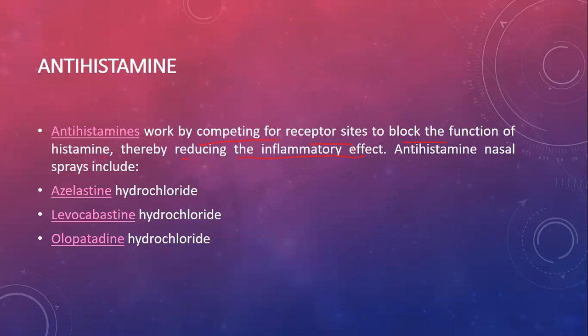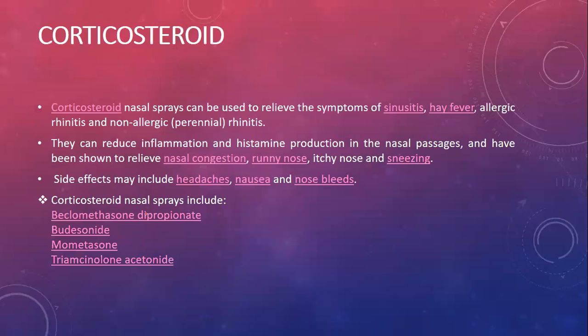Commonly used antihistamine nasal sprays are azelastine hydrochloride, levocabastine hydrochloride, and olopatadine hydrochloride. These are the common forms of antihistamine nasal sprays which are used to compete for the receptor sites to block the function of histamine. Next is corticosteroid. It is a kind of nasal spray which can be used to relieve the symptoms of sinusitis, hay fever, allergic rhinitis and non-allergic rhinitis.